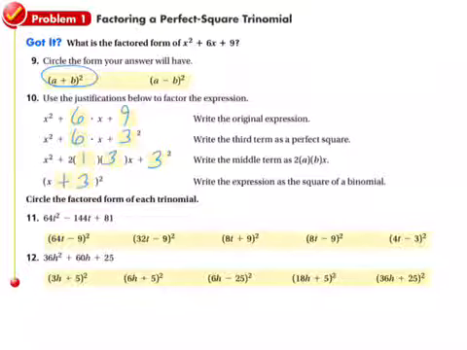Looking at 64t squared and 81. 64t squared square rooted is 8t. 81 square rooted is 9. Since the middle term is a negative, we need to have a negative 9. Looking at problem 12, the square root of 36h squared is 6h. The square root of 25 is 5. Since the middle term is a positive, we must have a plus 5.